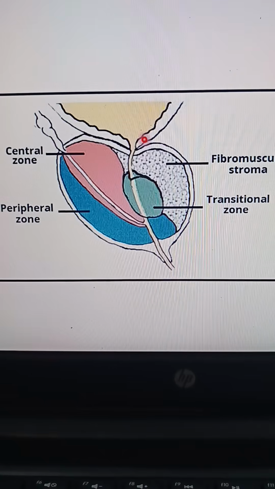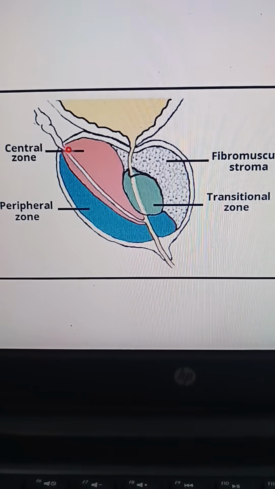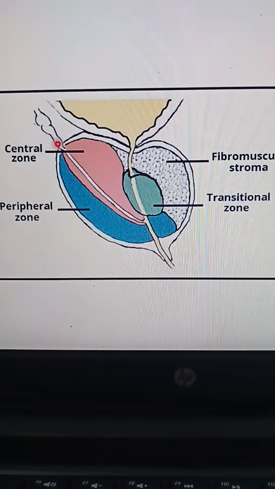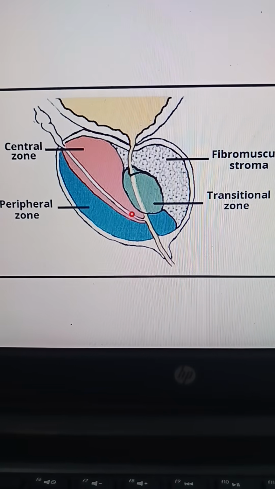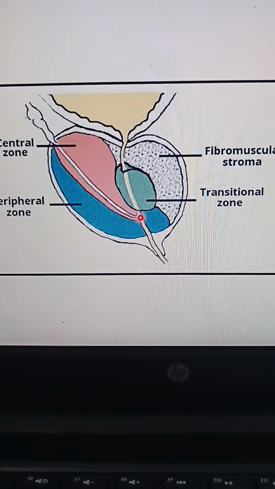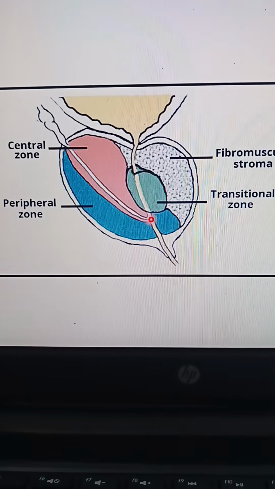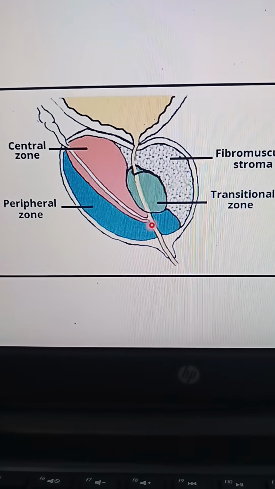So first make out the urethra piercing the prostate. You can also see the ejaculatory duct piercing the prostate from posteriorly and entering into the urethra inside the prostate. So these are the major structures that you see inside the prostate: the urethra and the ejaculatory duct.